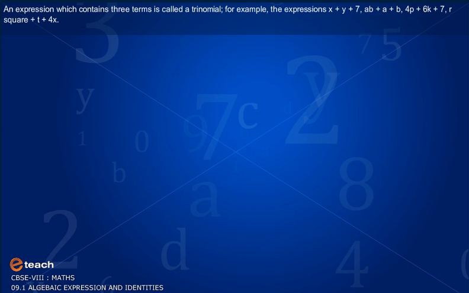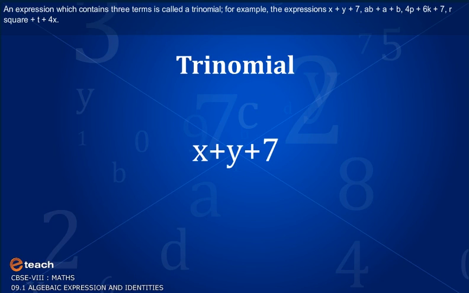An expression which contains three terms is called a trinomial. For example, the expressions x plus y plus 7, ab plus a plus b, 4p plus 6k plus 7, r square plus t plus 4x.